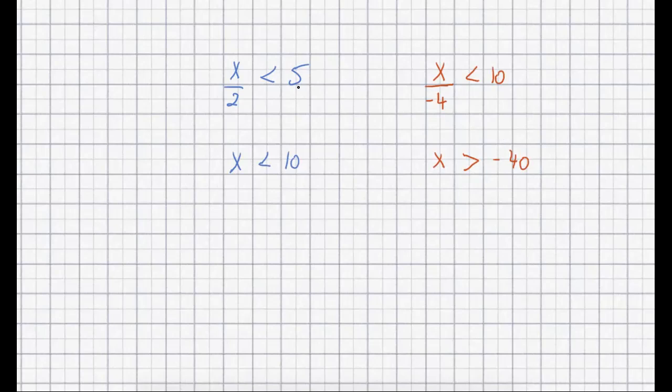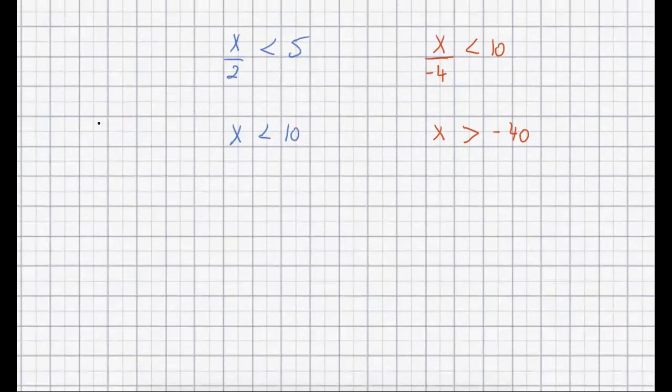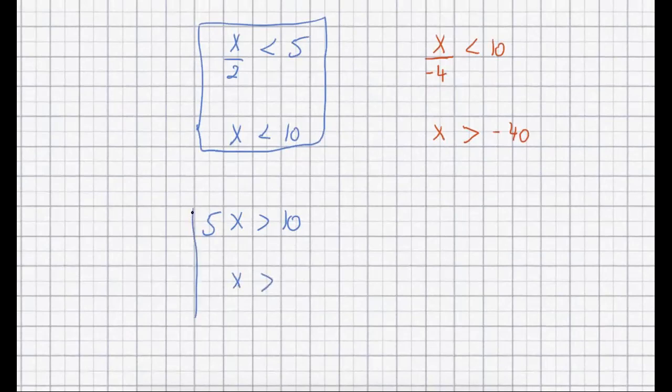Now, same thing. Let me know when you're finished. I'm done. Okay. Now, let's say we had 5x greater than 10. What would you do? So this is the first one. 10 divided by 5. Yeah. So 2. x is greater than 2. Perfect.